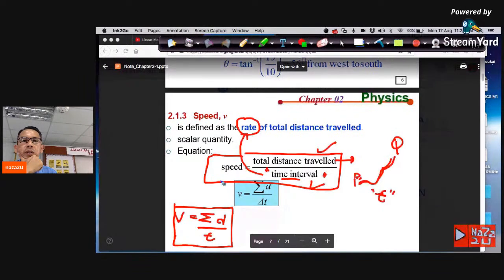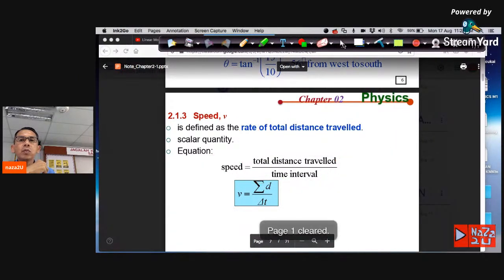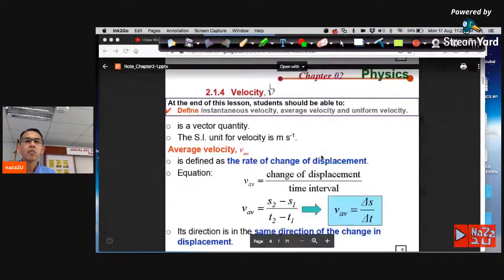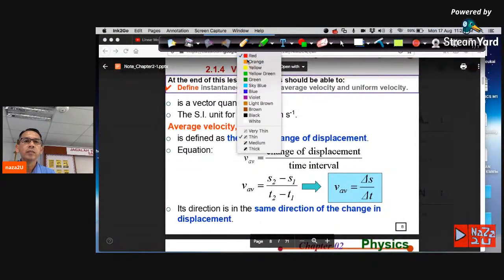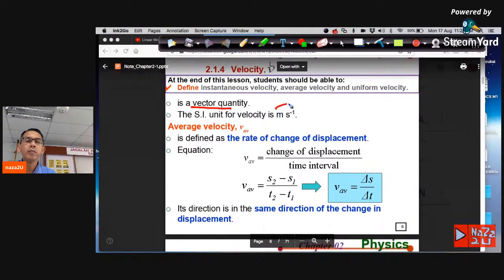And as speed is a scalar quantity, this is a scalar quantity. So just consider the magnitude, right? Okay, so next we go to the velocity. So velocity is a vector quantity, and the unit is meter per second. The same unit, speed also has unit meter per second, right? So for the velocity, first we have average velocity. So what is the average velocity? Average velocity, the symbol is v, velocity, and subscript av, this is average.